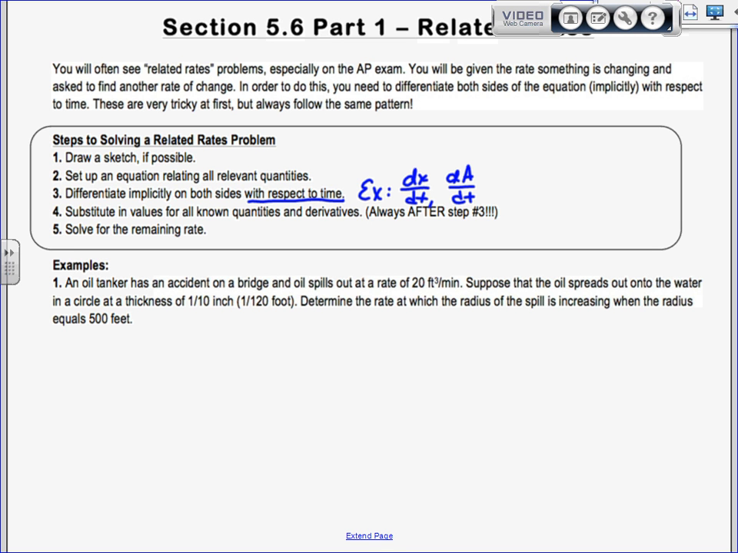Okay, substitute in values, so substitute in numbers after you've taken the derivative. Why would I not substitute a number in before and then take the derivative? Like, put your computer away. Why would I not plug a number in and then take the derivative?